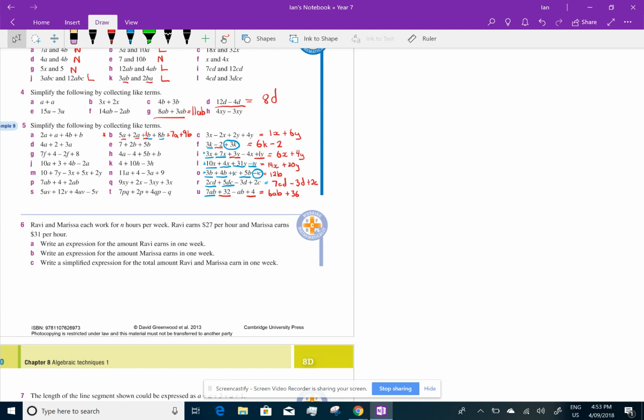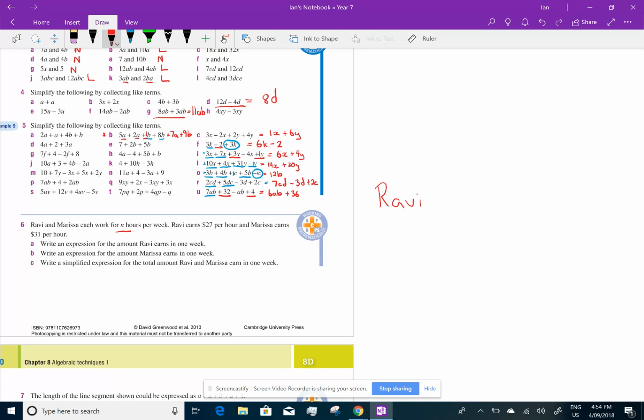So let's have a look at 6. Ravi and Marissa each work for N hours per week. Ravi earns $27 per hour and Marissa earns $31 per hour. Now, we don't know how many hours they work. We just know that they work the same amount, and we'll let that number be N. So Ravi, let's have Ravi here. How much money does he or she earn?